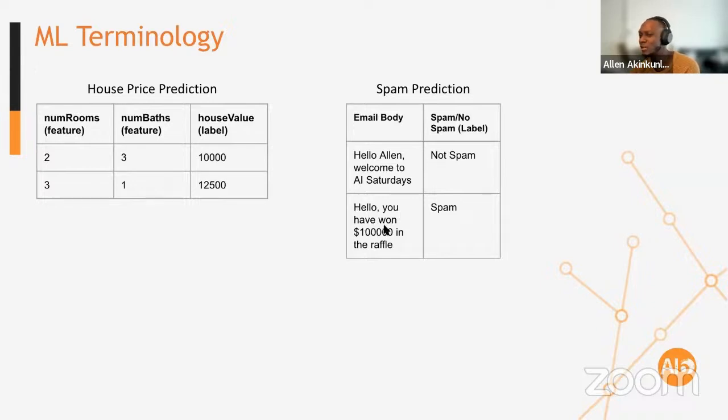And if you see an email like this, hello, you've won $100,000 in a raffle, it's more likely to be spam. Like someone is trying to be fraudulent with you. So it's going to be spam, right? So this is the label we're trying to predict in this case. So move to the next one.